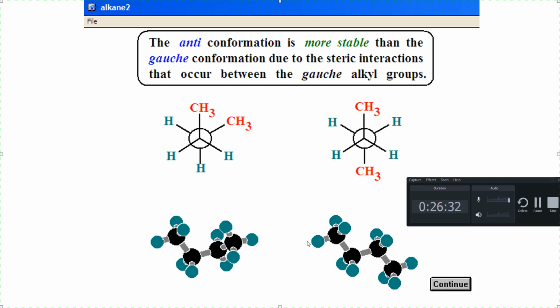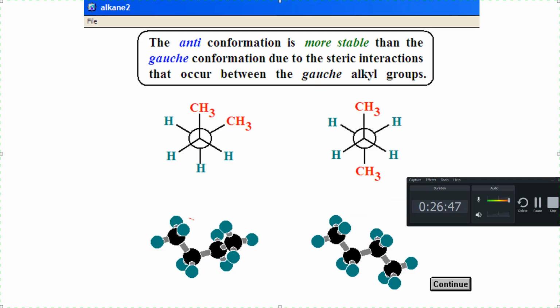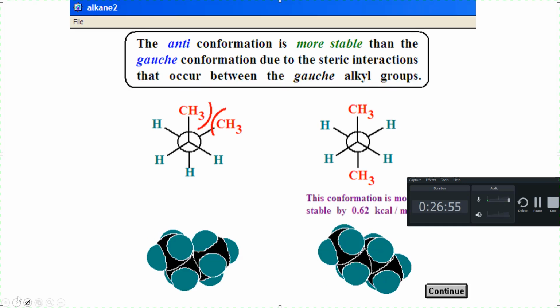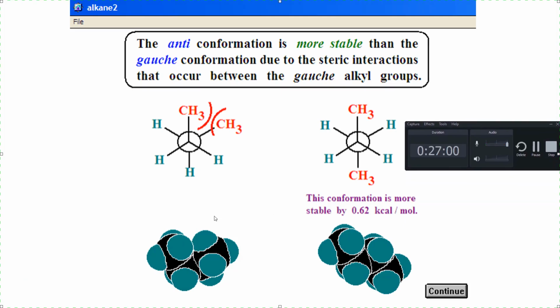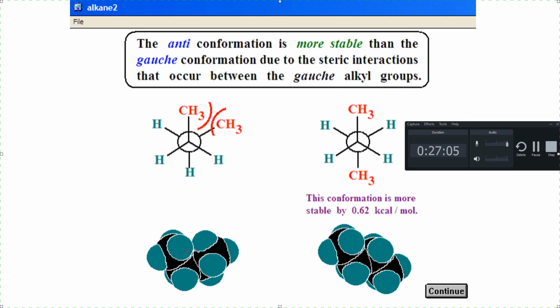Here are my sawhorse representations, basically, or ball and stick models. You can see these two methyl groups are close together, whereas over here they're far away. You can see that better if we do a space filling model. In the space filling model, these two methyl groups are very close together, and they're far away over here.